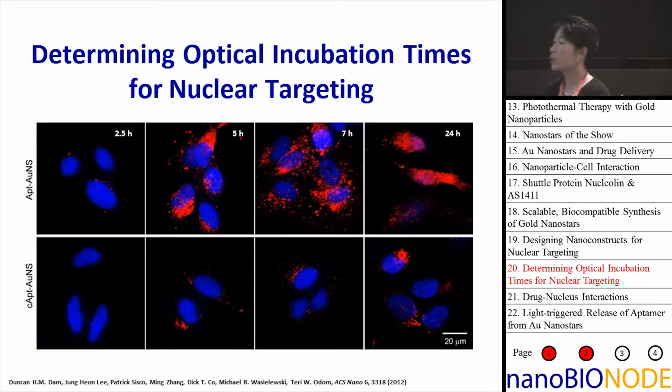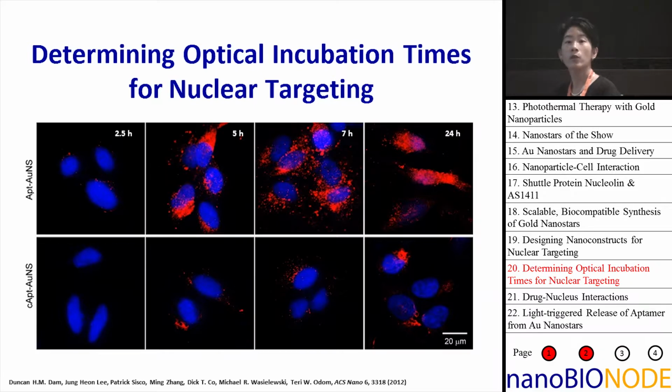Okay, so then what we need to determine is, if our hypothesis is that nucleolin binding to this construct can bring it to the nucleus, how long does it take? And we didn't know. So we did a range of different times of 2.5 hours, 5 hours, 7 hours, and 24 hours. The blue that you see is a fluorescent stain, a DAPI stained nucleus. And the red here corresponds to a Cy5 label that we put on the DNA aptamer.